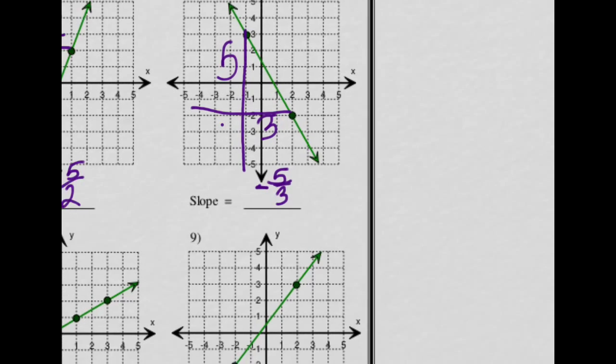Number 6. I hope you're getting the hang of this. Draw my triangle, and then I count. 1, 2, 3, 4, 5. 1, 2, 3. Negative, because remember, this is a negative slope. It looks like that. That makes it a negative slope. So I have negative 5 over 3. It does not matter where you put the negative. You can put the negative up by the 5. You can put the negative down by the 3. You can put the negative in the middle. As long as one of them is negative, that's what counts.